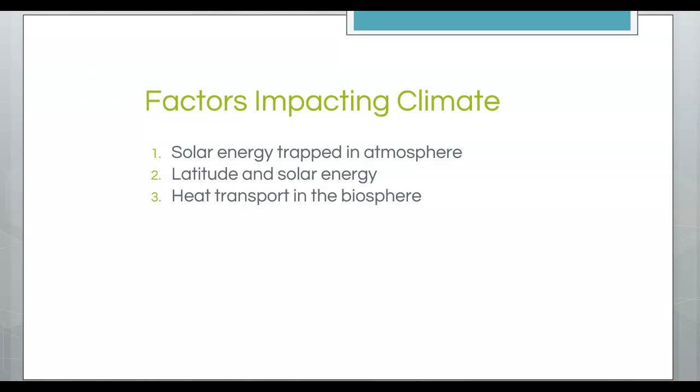Some factors that influence climate would be things like solar energy trapped in the atmosphere. This is looking at the different gases that are released into the atmosphere, like carbon dioxide, trapping greenhouse gases and changing the climates. Latitude and solar energy: the location on the planet is going to determine how much sunlight and solar energy that place receives. And then heat transport in the biosphere, meaning how hot and cold air flow, which is also going to impact the climate of the area.